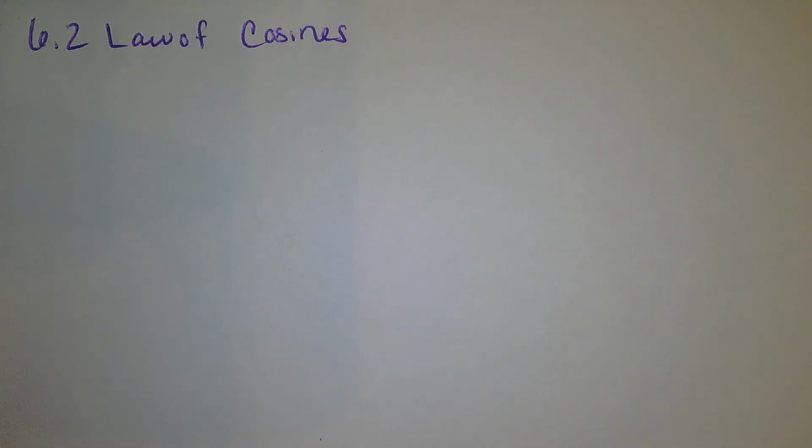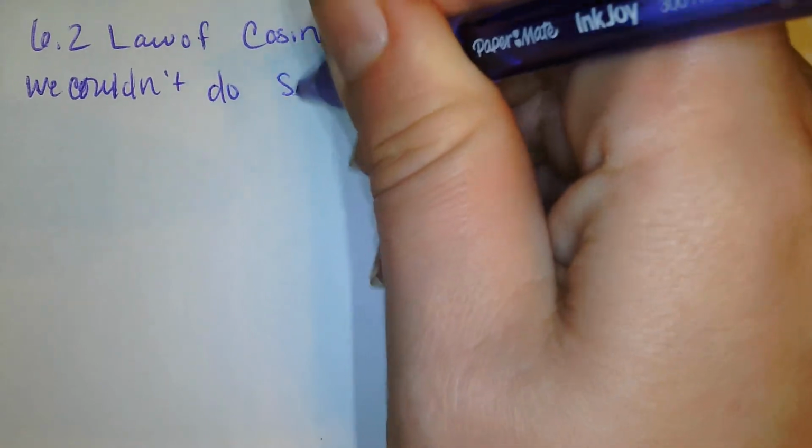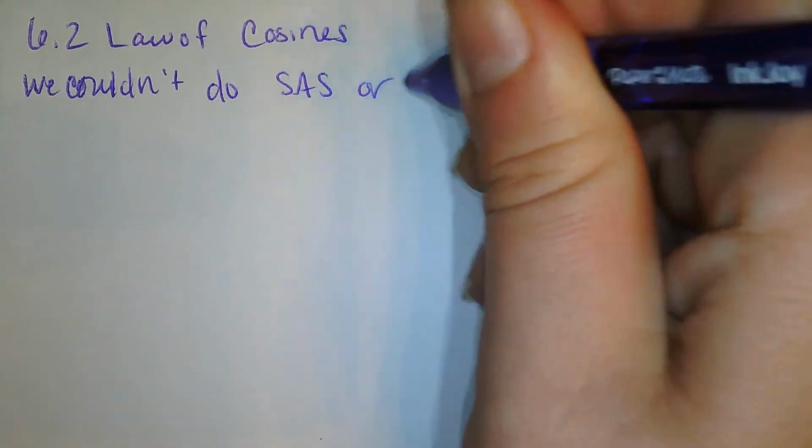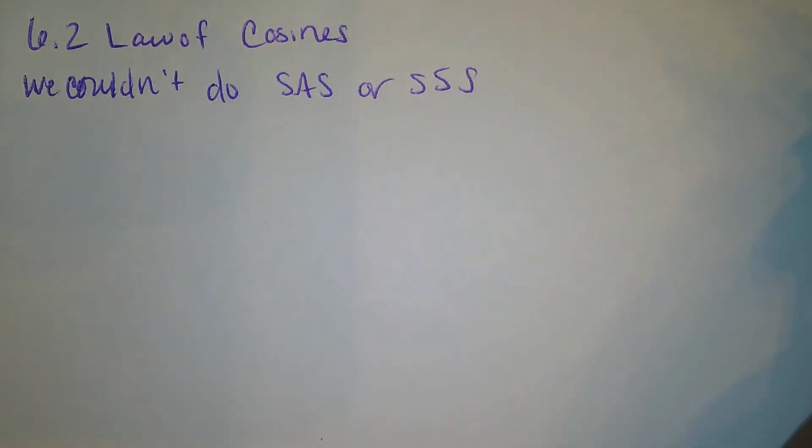Okay, so we did the law of sines, which, as far as remembering that formula, is pretty easy. The law of cosines is a little bit different. The two cases that we couldn't do with the law of sines, side angle side or side side side, those were the ones we couldn't do, so we have to use the law of cosines.